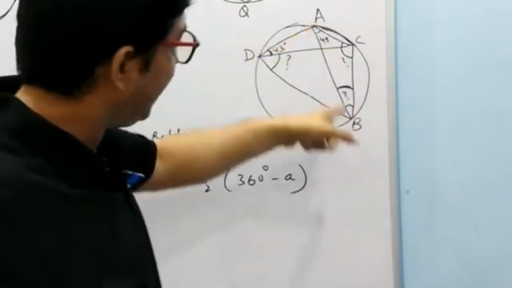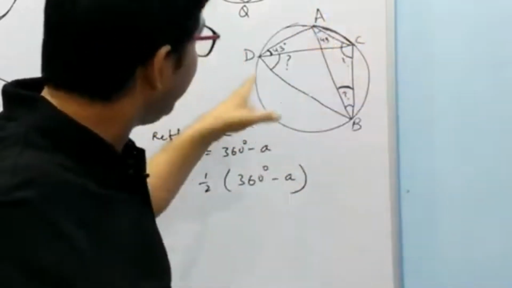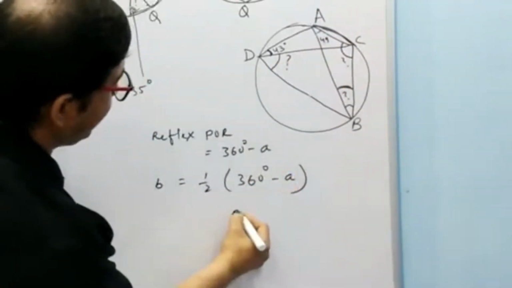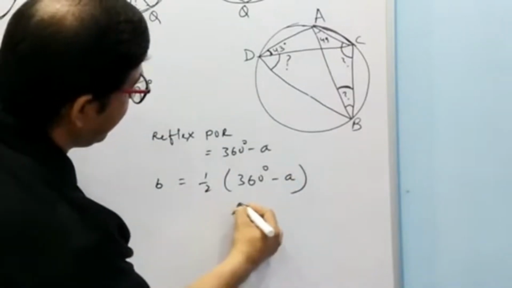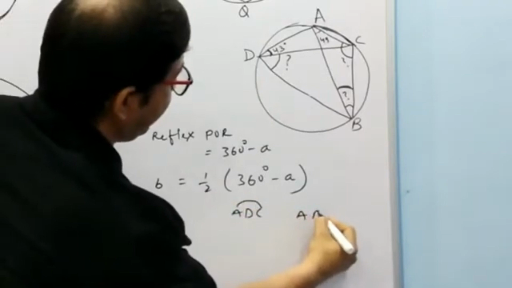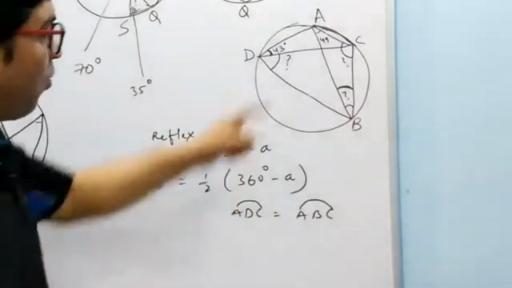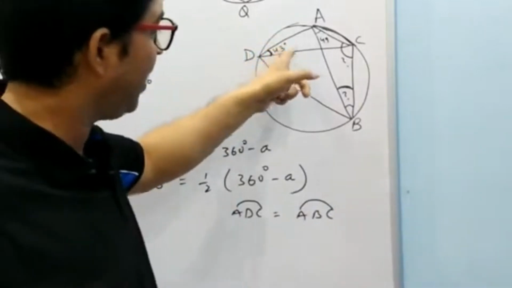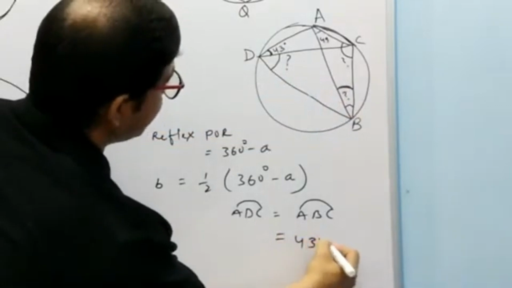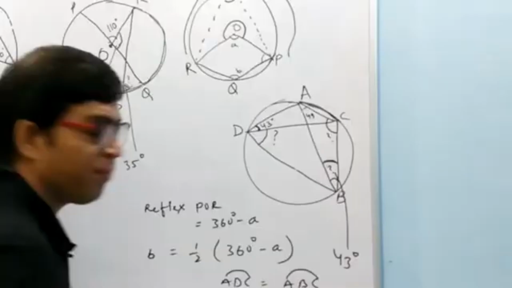See, this angle ABC is made by AC. ADC is also made by AC. Again, I am telling you a very easy way to identify ADC, starting from A, ending with C. ABC, starting from A, ending with C. So they are equal. If this is 43 degrees, this is definitely 43 degrees. So we got this angle: 43 degrees.